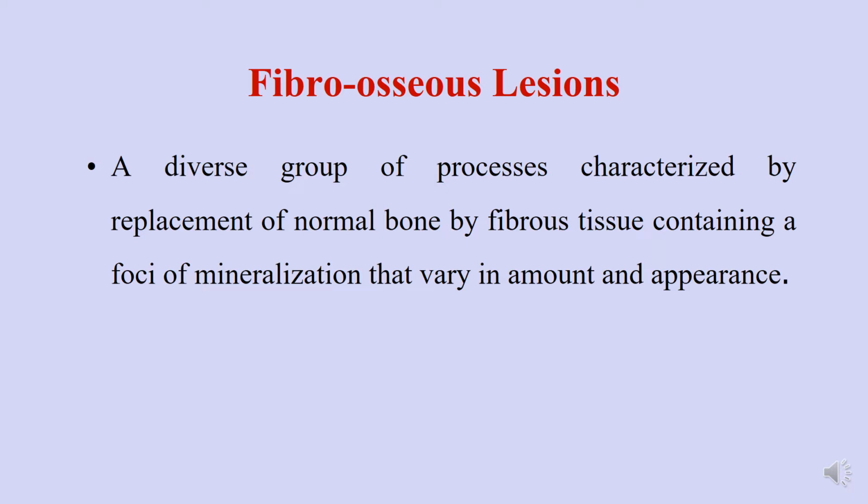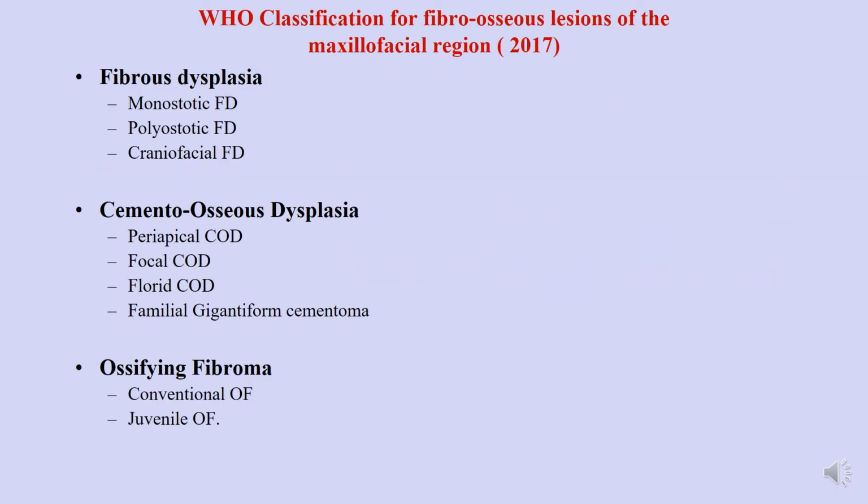It is a group of lesions where the normal bone gets replaced by fibrous tissue, and then in that fibrous tissue there are foci of mineralization that develop, and slowly those foci of mineralization may constantly increase in amount. Okay, now based on this characteristic process, there is a group of lesions.